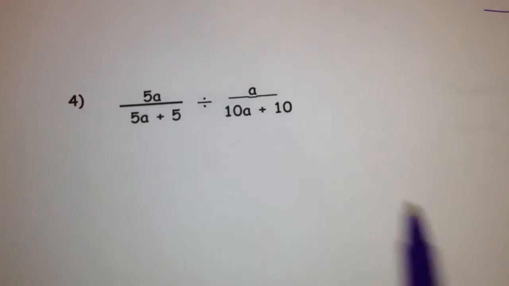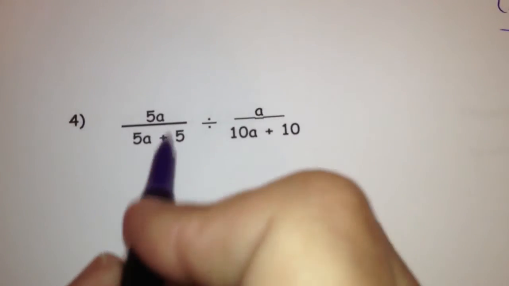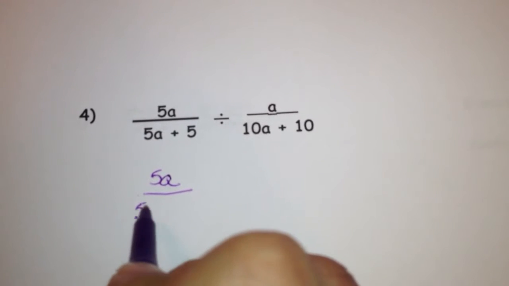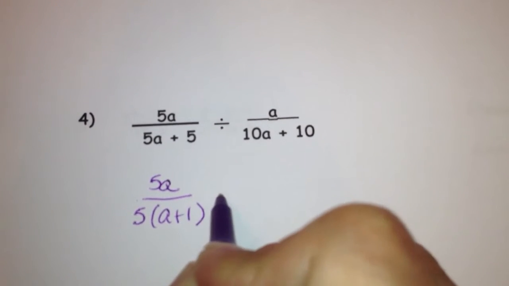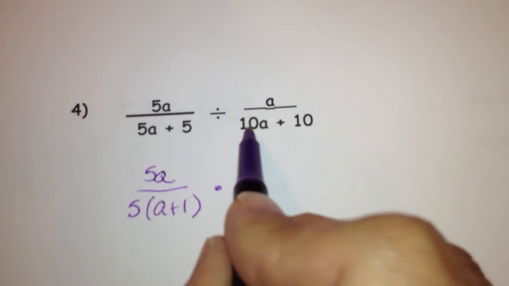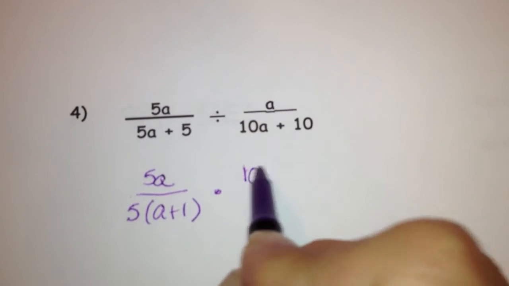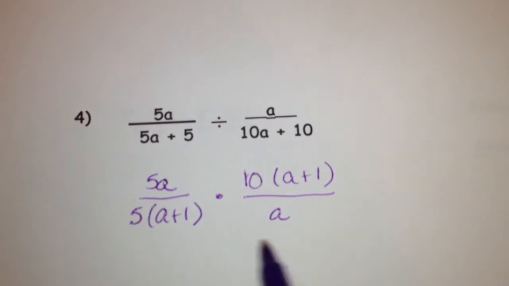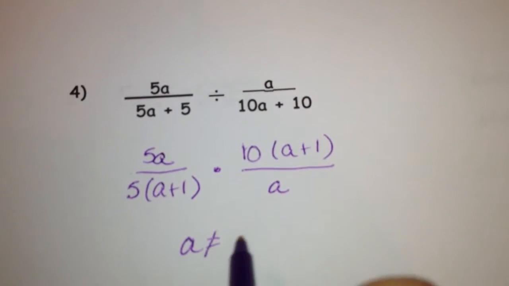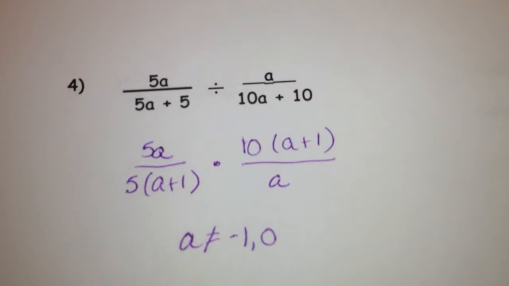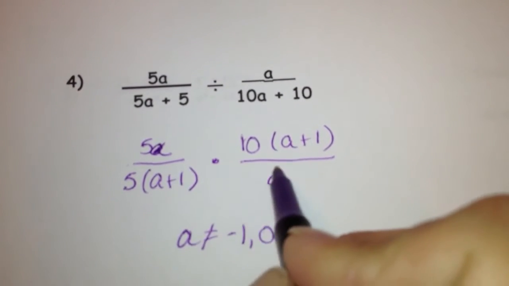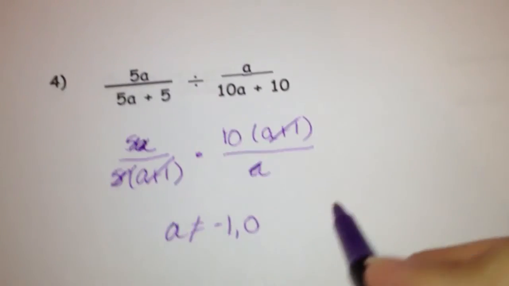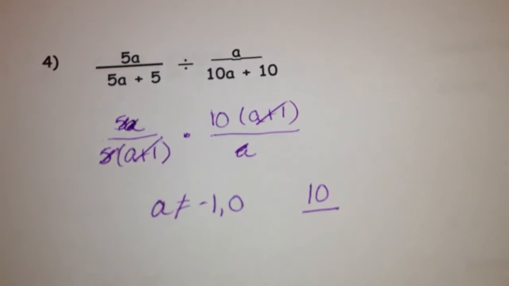Number 4, here, the only kind of factoring we're going to be doing here is GCF. Cannot do anything with this numerator. Right down here, I'm going to take out a 5. Change it to a multiplication, so I'll be taking out a 10 right here as common to both terms, leaving me a plus 1 over a. I'll state my restrictions. A cannot be negative 1 or 0. And now cancel out anything that is the same. And we have a plus 1 and a plus 1, and that simplifies to 10.